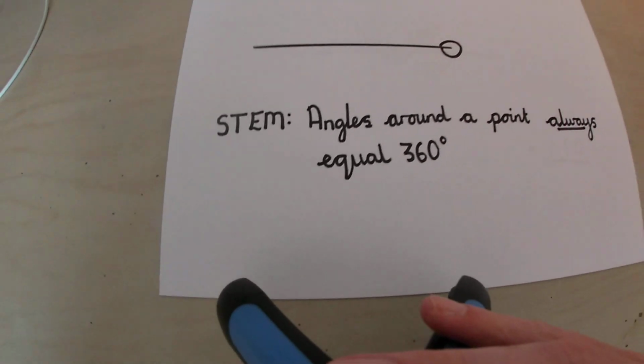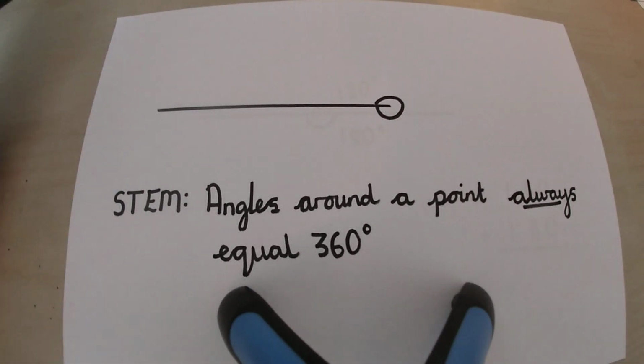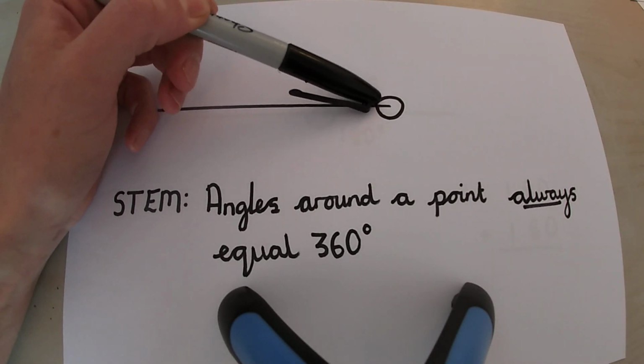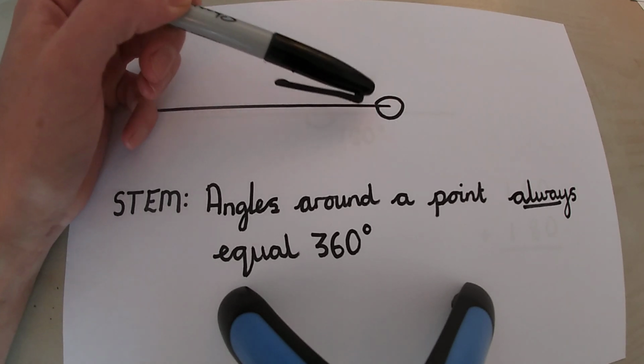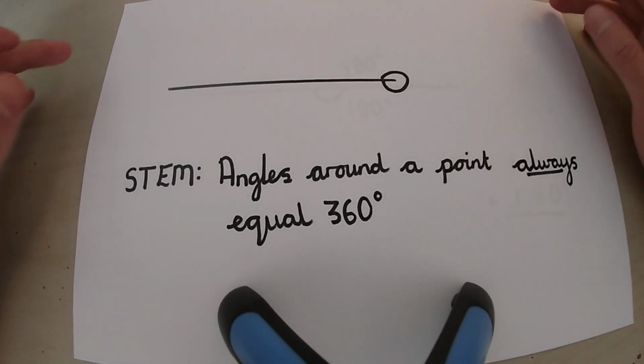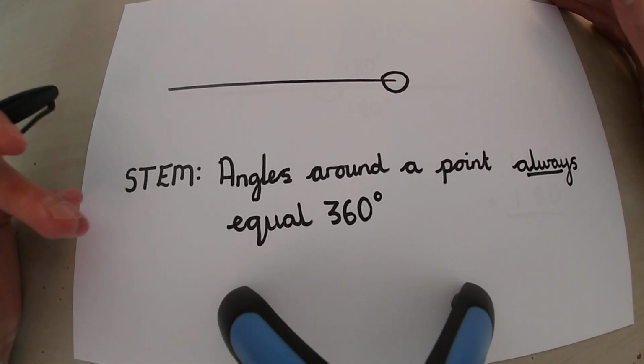Today, we are looking at working out angles around a point. So we have our point here. We can work out the missing angles around our point. And our STEM is that an angle around a point always equals 360 degrees. Just like a straight line, it's never any more, it's never any less.